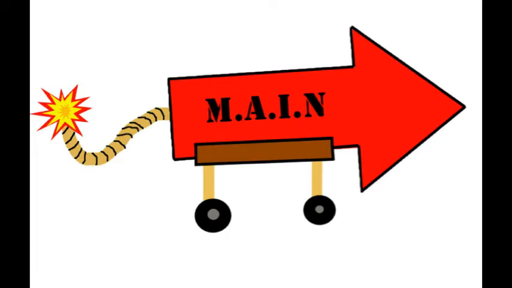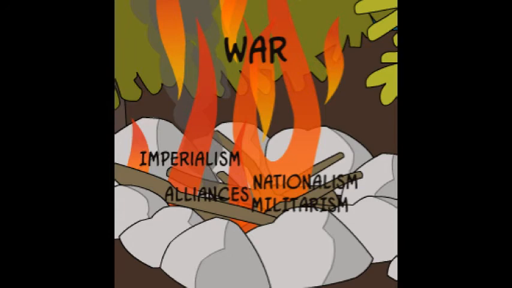Again, militarism, alliances, imperialism, nationalism, all of these things are going to ignite into the larger fire that will become World War I. So when we look again at all of these things, militarism, alliances, imperialism, nationalism, these are the things that will erupt into war, and these are the things that have been going on for decades now that are going to have these countries angry with one another.